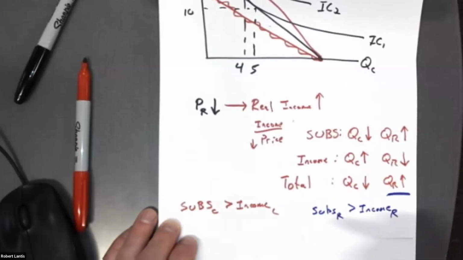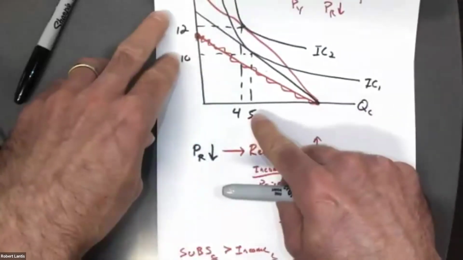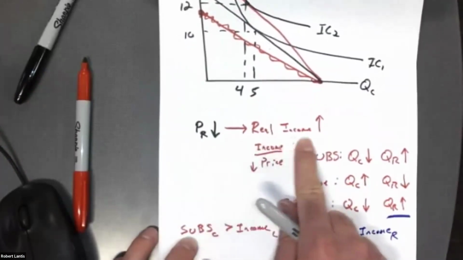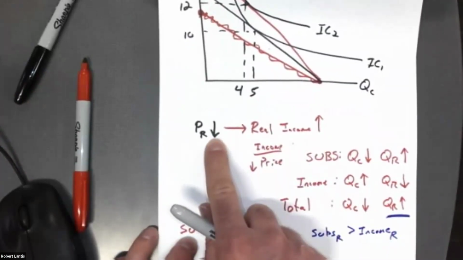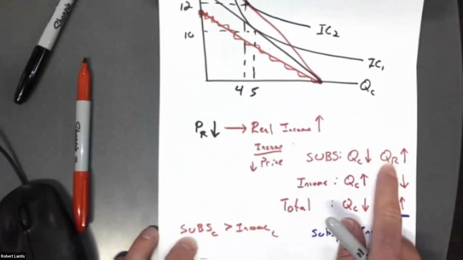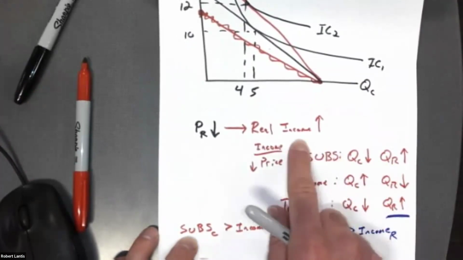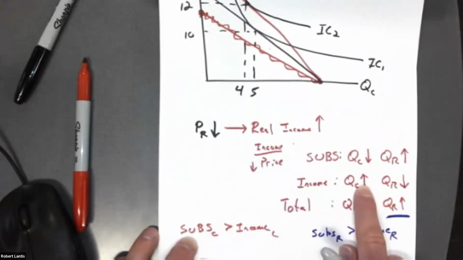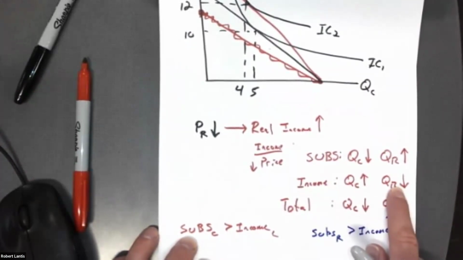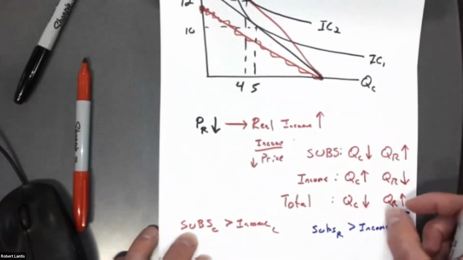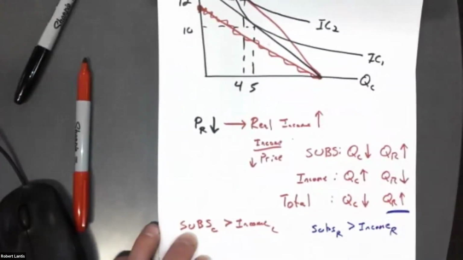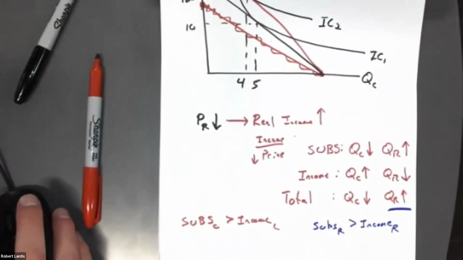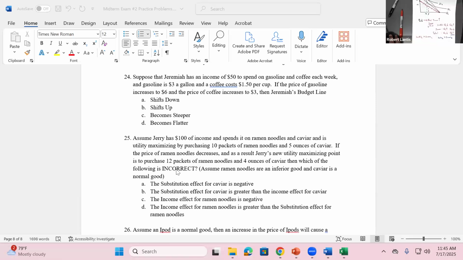Okay? So in this problem, I told you from the information what the total effect was. You could figure out, using this idea that price decreases will cause us to substitute towards what is relatively cheaper now, but it also causes an income effect change. If we have more real income, I buy more normal goods, less of inferior goods. And then knowing the total effect, that would tell me which one of these had to be larger. Okay?